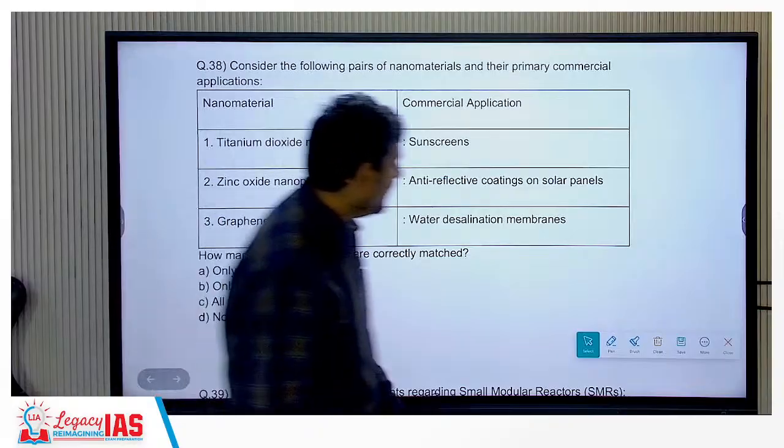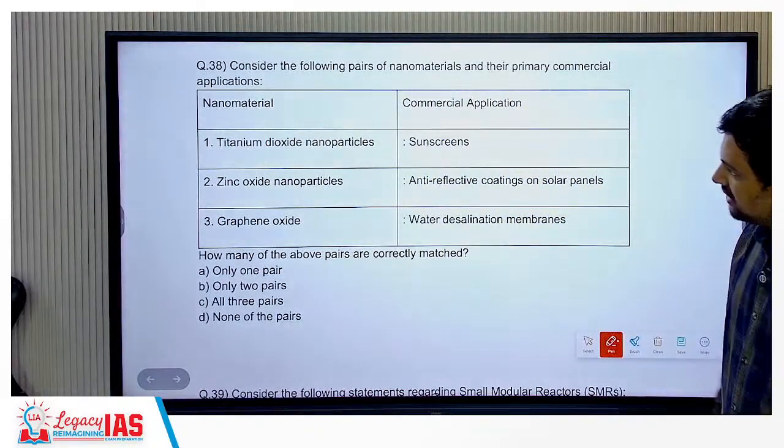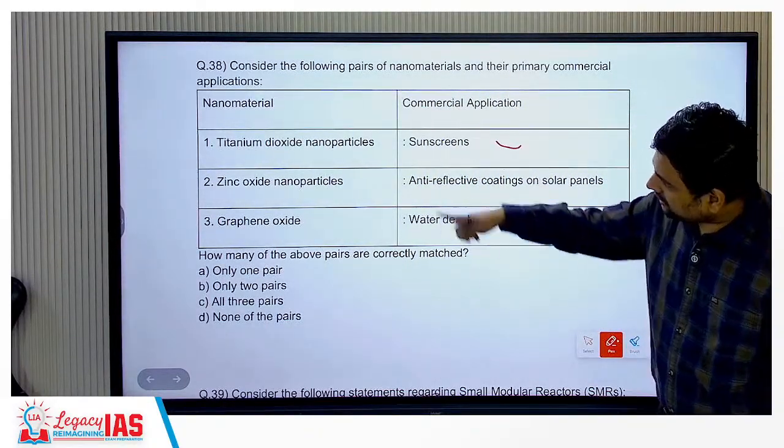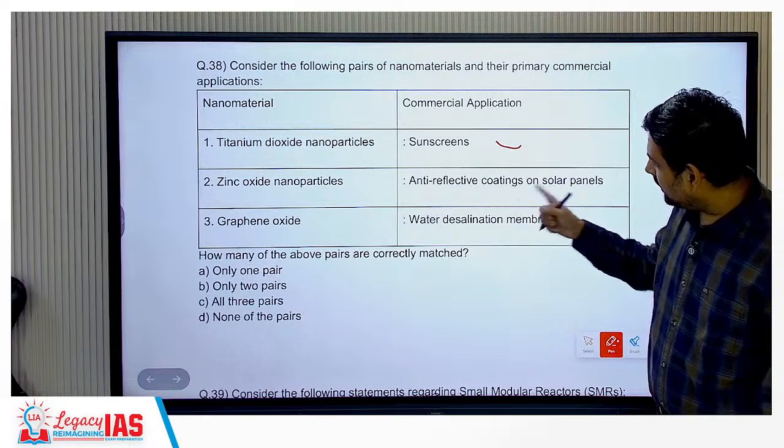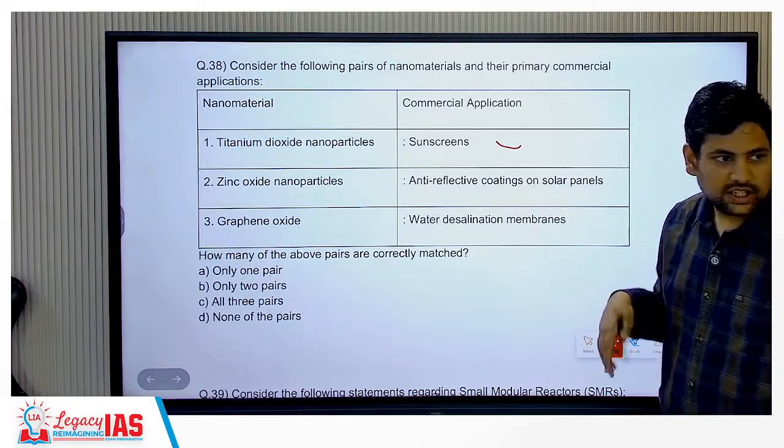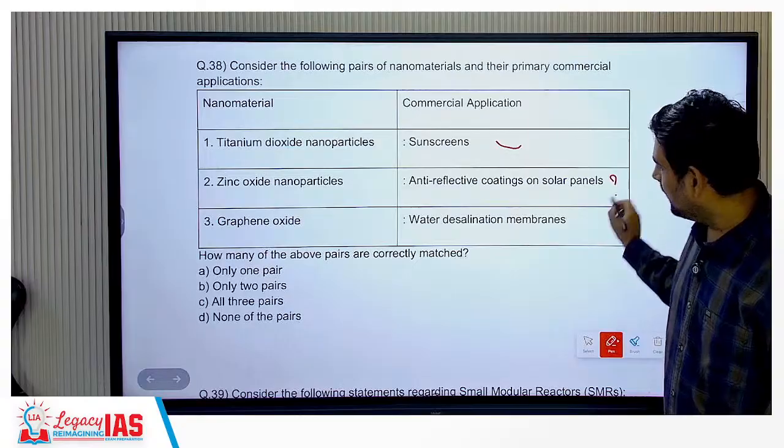Okay. Titanium oxide nanoparticles used in sunscreen. Correct. Zinc oxide nanoparticles, anti-reflective coatings on solar panels. What do you think?